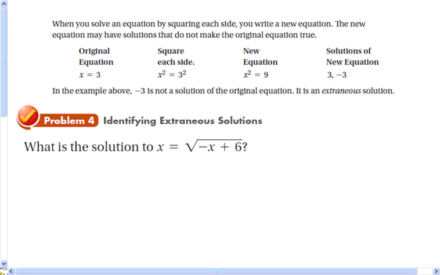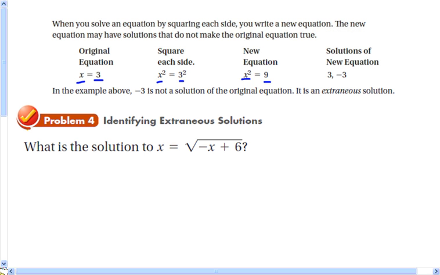All right, when you solve an equation by squaring each side, you write a new equation. The new equation may have solutions that do not make the original equation true. Here's an example. If we have x equals 3, if we square each side, we get x squared equals 3 squared, which means x squared equals 9.